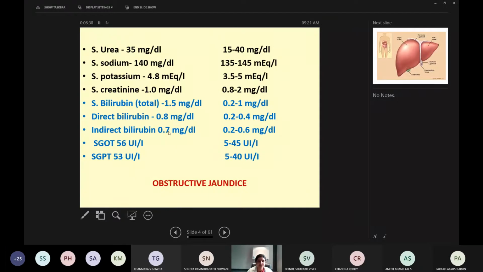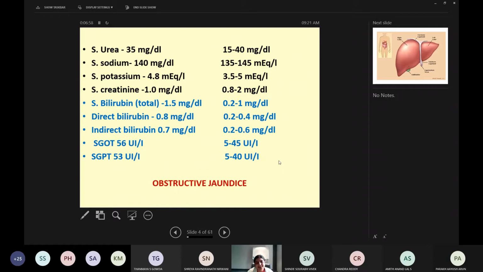You have to advise a few more investigations to know. Can anyone tell me the name of the biochemical test which will differentiate whether it is obstructive jaundice or hepatic jaundice, pre-hepatic or hepatic jaundice?